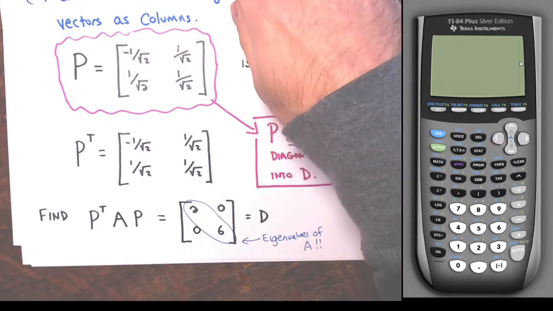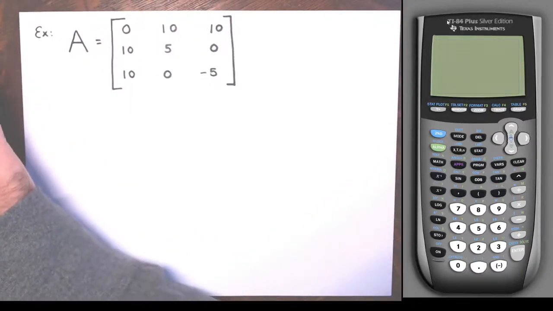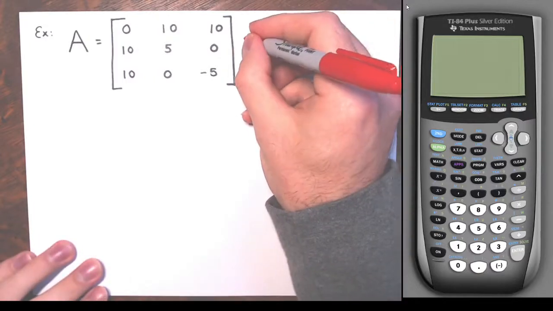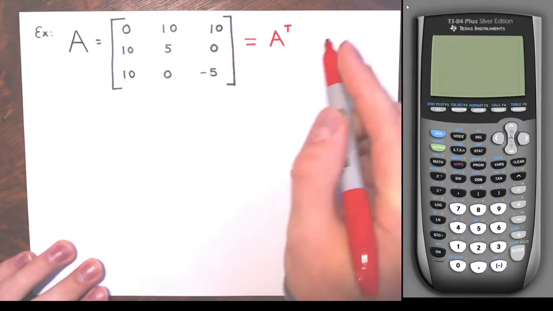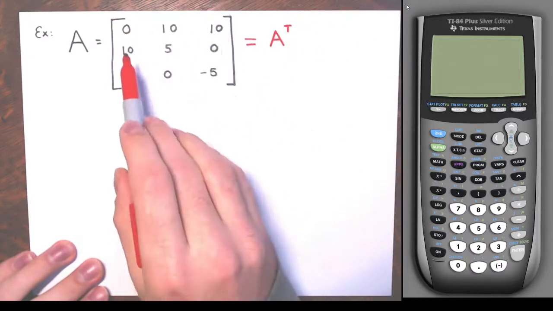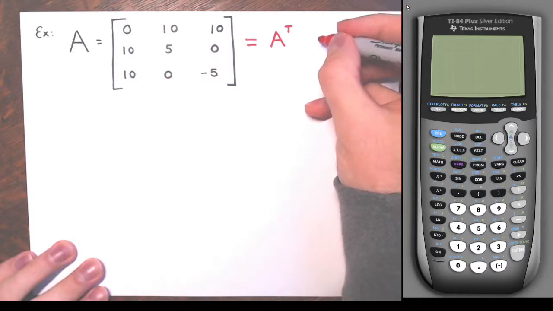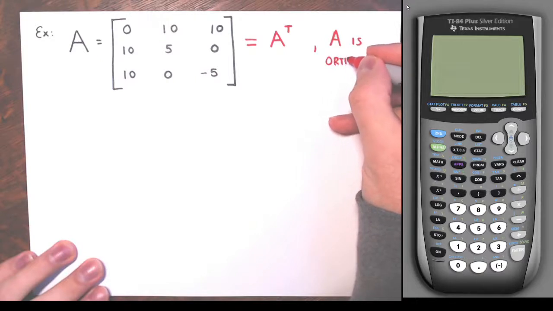All right, so that was a 2x2. My next example is a 3x3 matrix. Now the first instruction was, determine if the matrix is orthogonally diagonalizable. Well, again, this matrix is symmetric. Notice the first row is the first column, the second row is the second column, the third row is the third column. So A is symmetric. A is orthogonally diagonalizable.